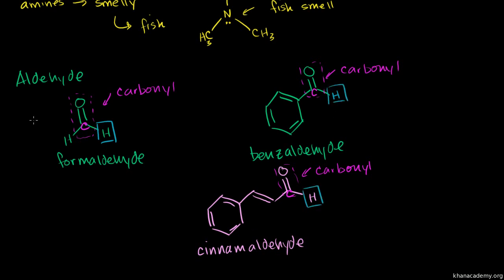So in general, an aldehyde is something that looks like this. You have a carbonyl group, a hydrogen, and then you would just have some other type of carbon chain. This right here is the simplest possible aldehyde, and actually this chain ends up being just another hydrogen.